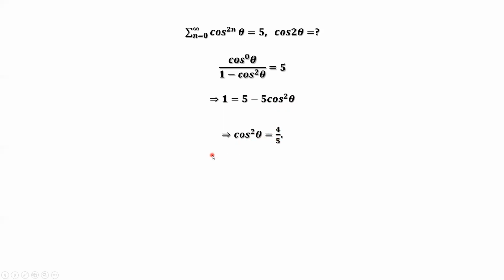Now we can use the double angle formula for cosine. Cosine 2 theta equals 2 cosine theta squared minus 1. We replace cosine theta squared by 4 over 5. Simplify this part, we have the final answer, 3/5.